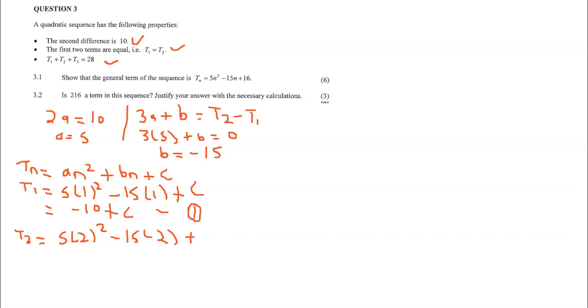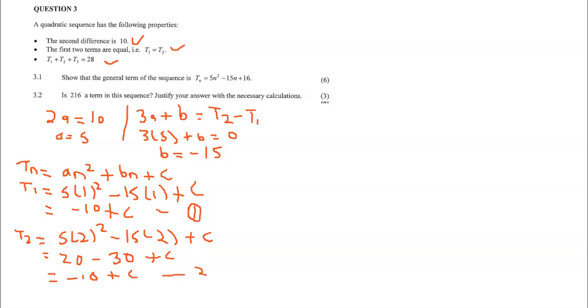So therefore, when we simplify this, 5 times 2 squared is 4, so 5 times 4 will give us 20. 15 times 2 will be 30, so it will be 20 minus 30 in this instance. And then this will be plus c. And then when you simplify this, it will give us minus 10 plus c. Minus 10 plus c is your simplified expression for T2, which is also number 2.